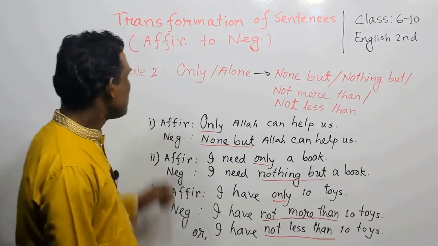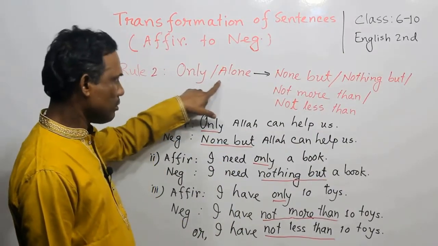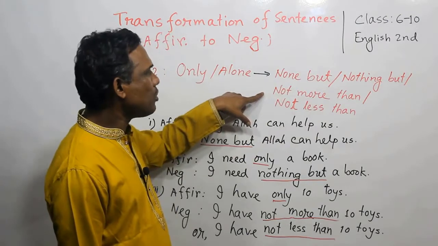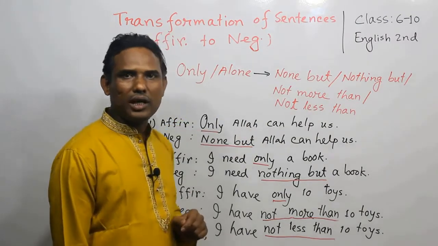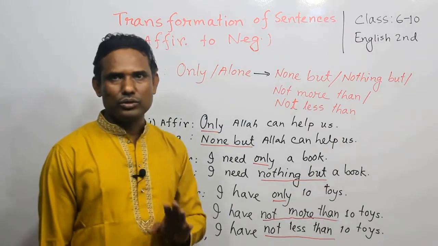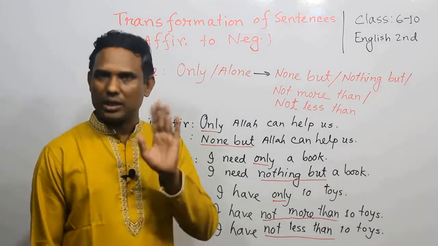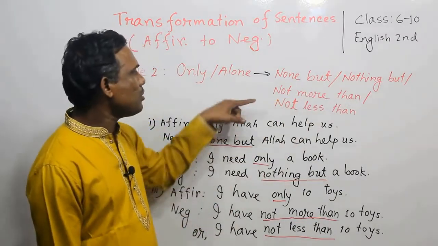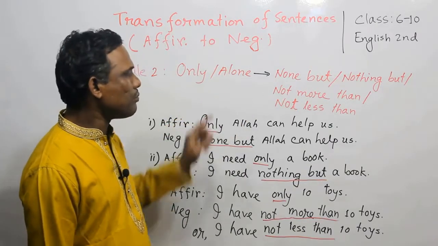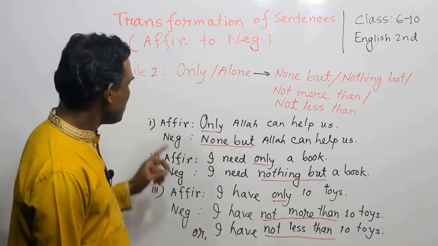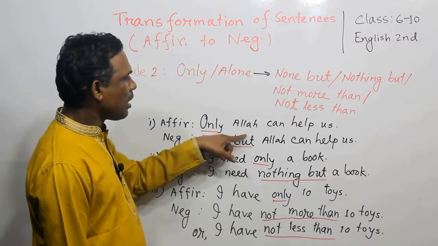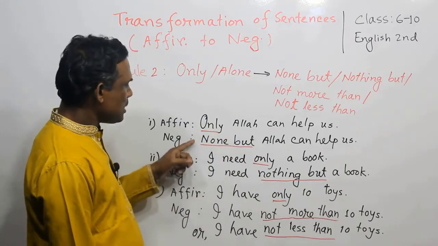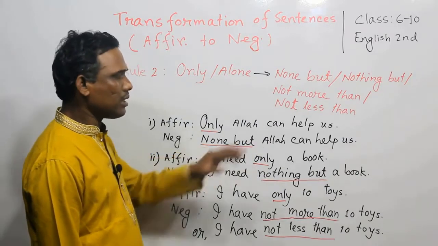Rule number 2. By omitting only or alone, you can use none but, or nothing but, or not more than, or not less than. Here you should remember, you can use none but before a person or the creator. You can use nothing but before a thing. You can use not more than or not less than before number or age. For example, number 1, only Allah can help us. Here, Allah is the creator, so its answer is none but Allah can help us.